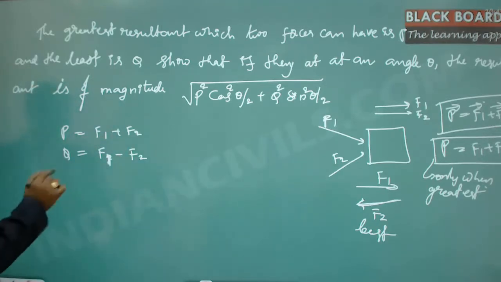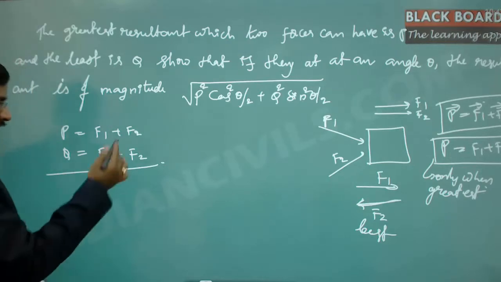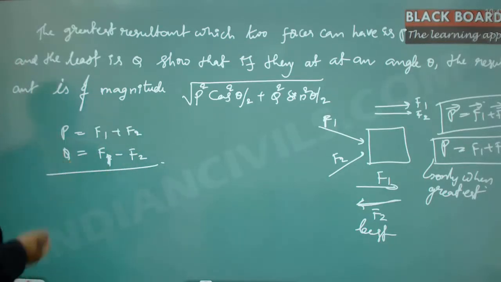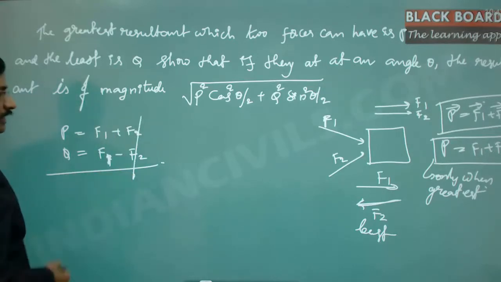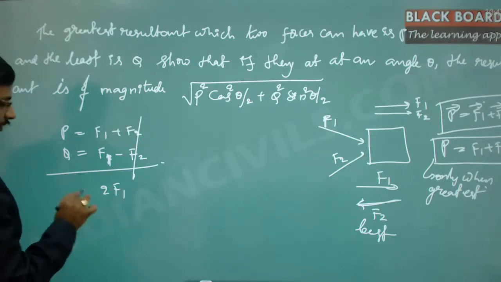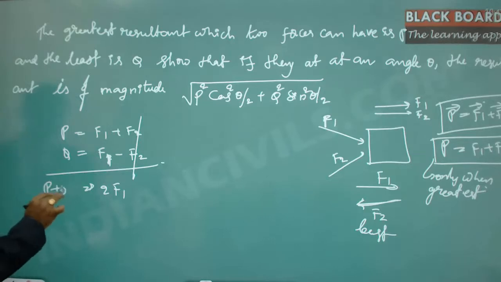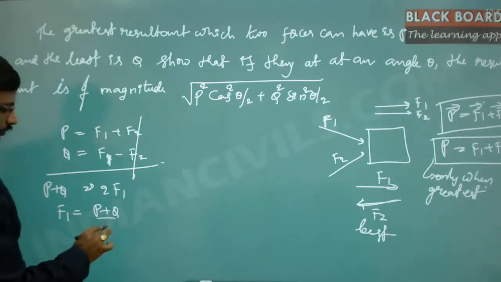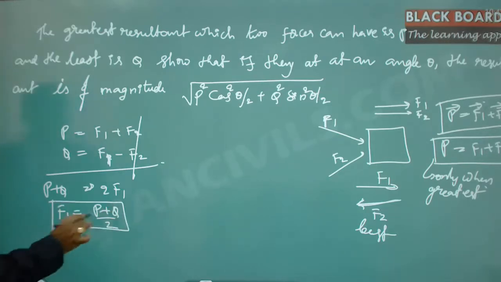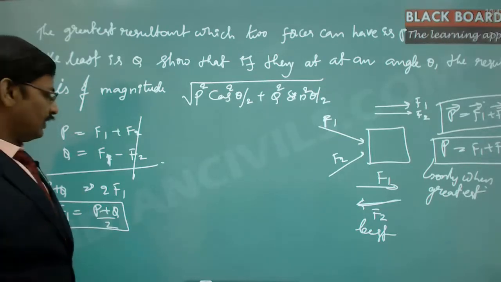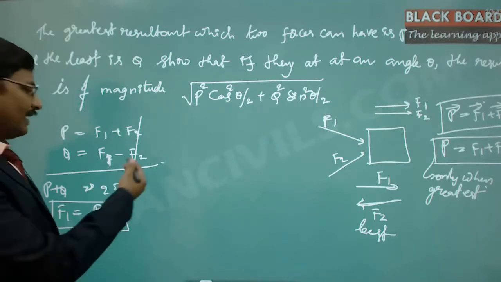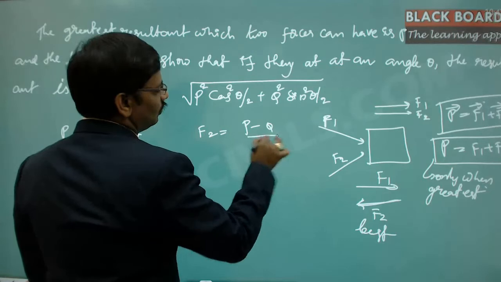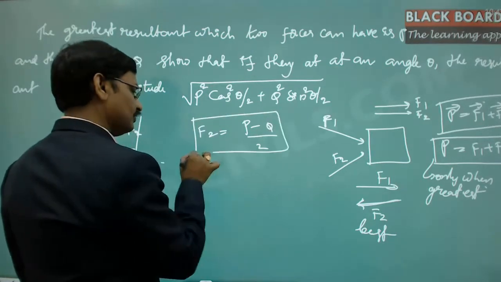Now from this you can identify the two different vectors' magnitudes, that is the F1 and F2 values, in terms of P and Q by adding these two. So 2 times F1 is equal to P plus Q, or F1 is equal to P plus Q by 2. Here F1, P and Q are magnitudes. Similarly, if you subtract, you can find F2 is equal to P minus Q by 2. So this is the F2 magnitude.